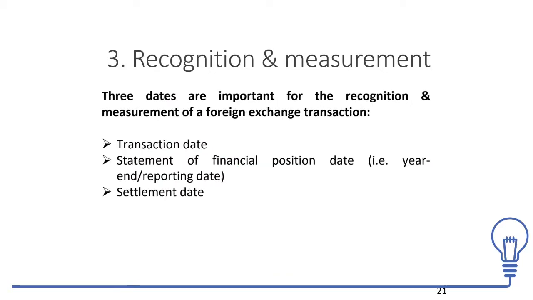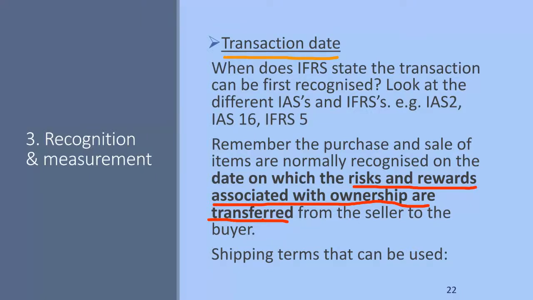Now we're going to look at a few terms. The first term, very easy, is transaction date. You guys would be aware of this because when we did inventories and PPE, you would know what I'm talking about. So transaction date is the date at which risks and rewards and ownership transfer from one person to the next.